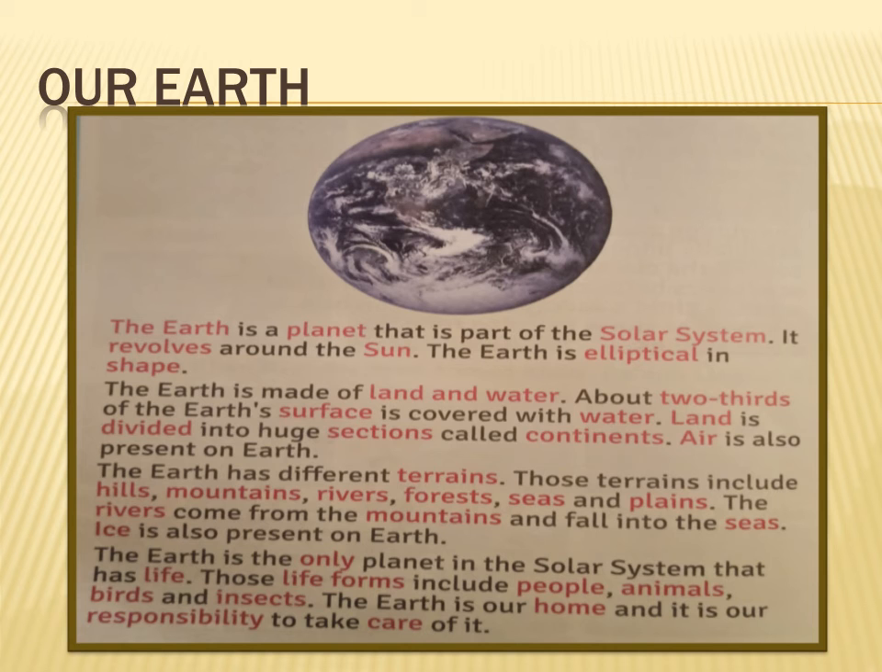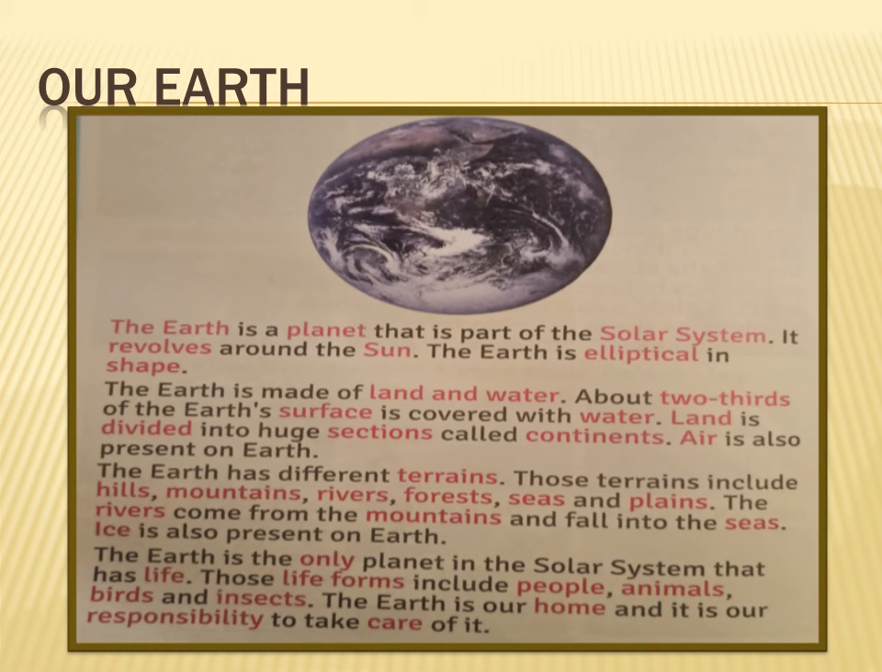The next is the Earth is made up of land and water. About two-thirds of the Earth's surface is covered with water. Two-third surface is only water, that are oceans, okay. The next is land is divided into huge sections called continents, and these sections are known as continents. How many continents do we have? We have 7 continents, okay. We will discuss briefly it in our further lecture.